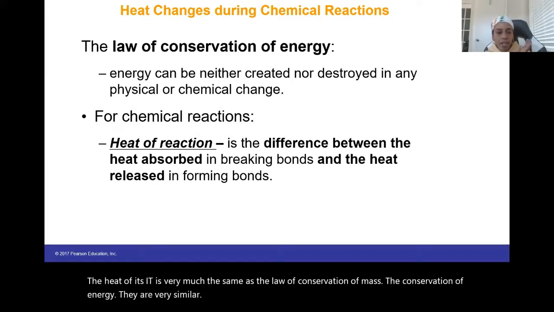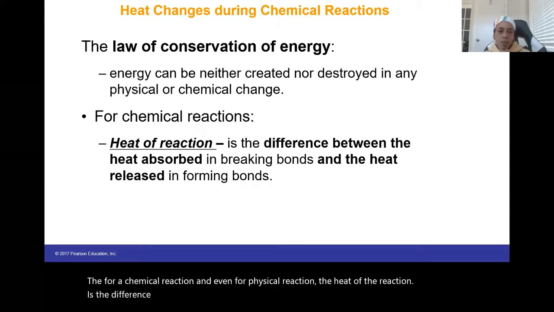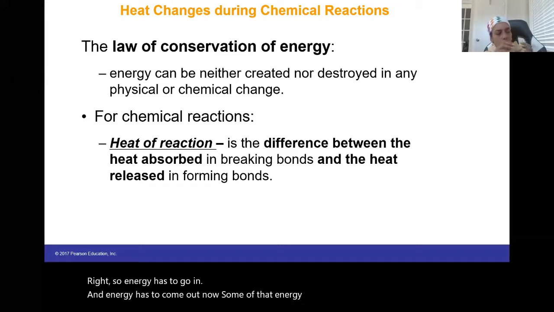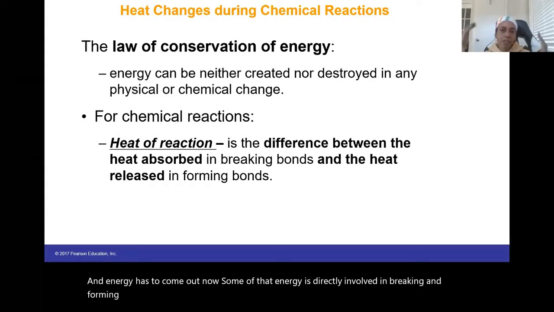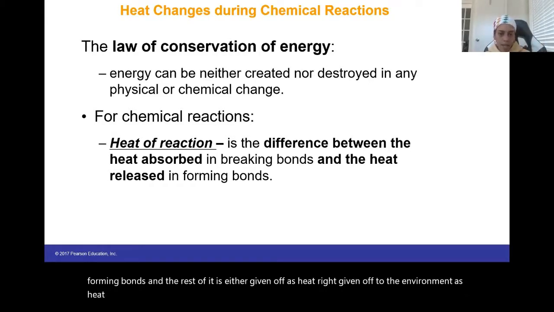For a chemical reaction and even for a physical reaction, the heat of the reaction is the difference between the heat absorbed in breaking the bonds and the heat that's released in forming the bonds, right? So energy has to go in and energy has to come out. Now, some of that energy is directly involved in breaking and forming bonds, and the rest of it is either given off to the environment as heat, or overall taken in as heat.